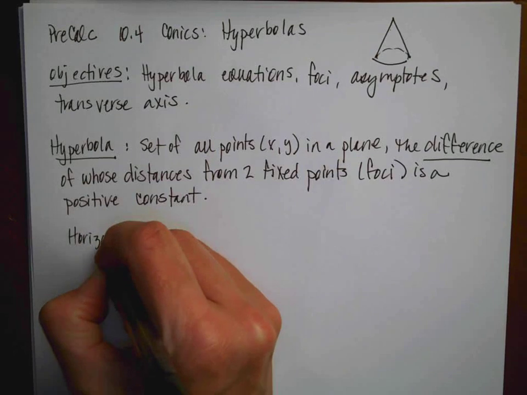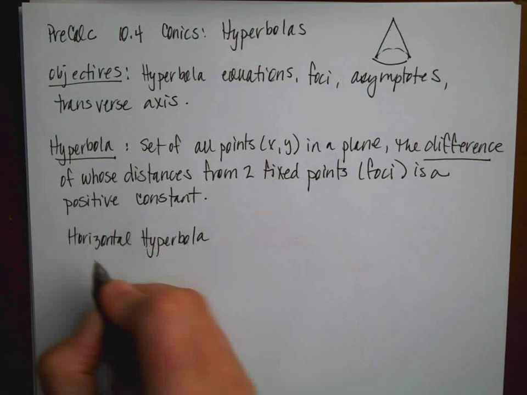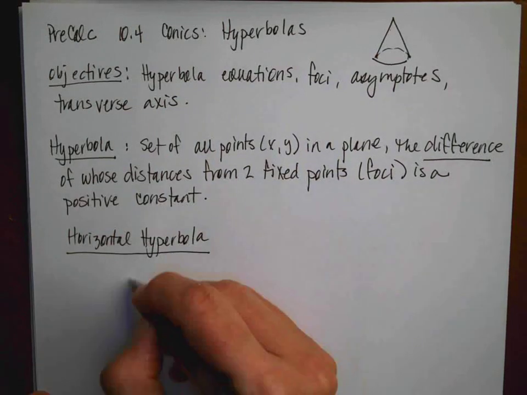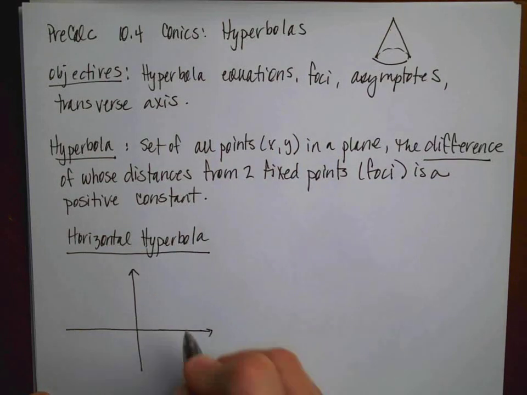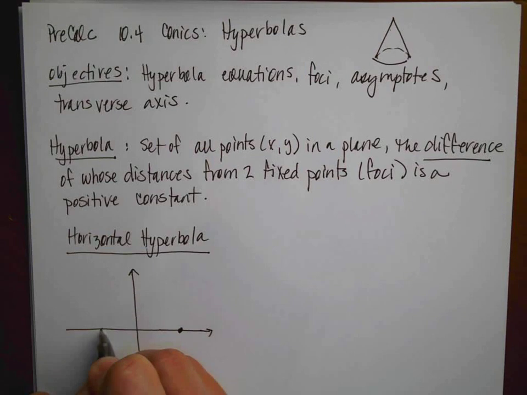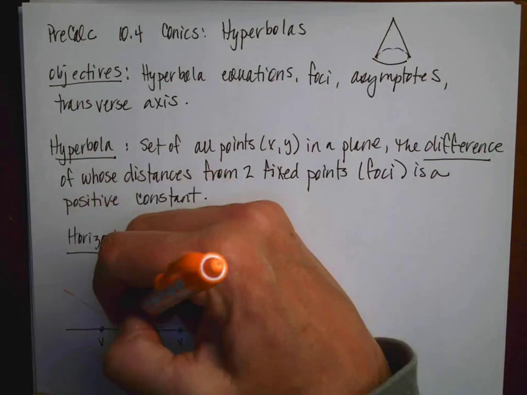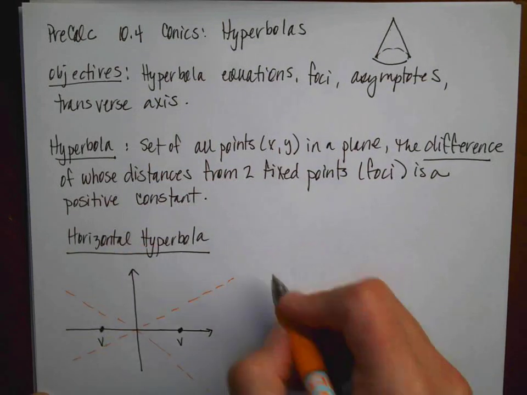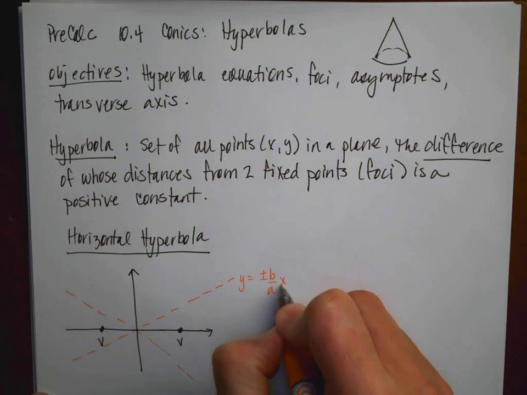So the first thing that we're going to talk about is the horizontal hyperbola, so we can get all of our definitions and equations. Here's going to be my coordinate system. I'm going to have a vertex and a vertex, so it has two vertices. I'm going to label this V and this V. Hyperbolas are cool because they have asymptotes that push the shape of the curve. So I get my little asymptotes in there, and my asymptotes are going to be y is equal to plus or minus b over a x.